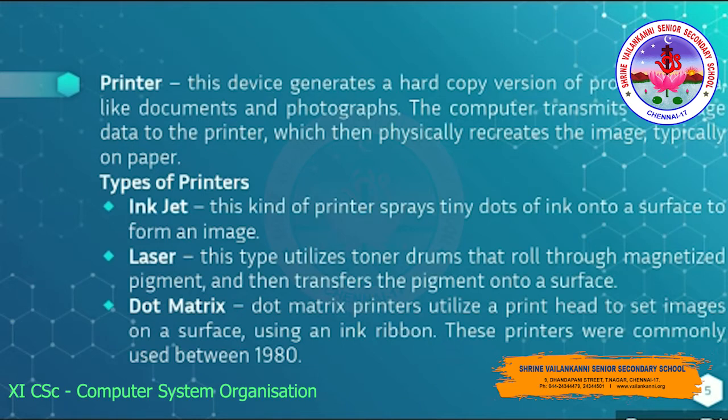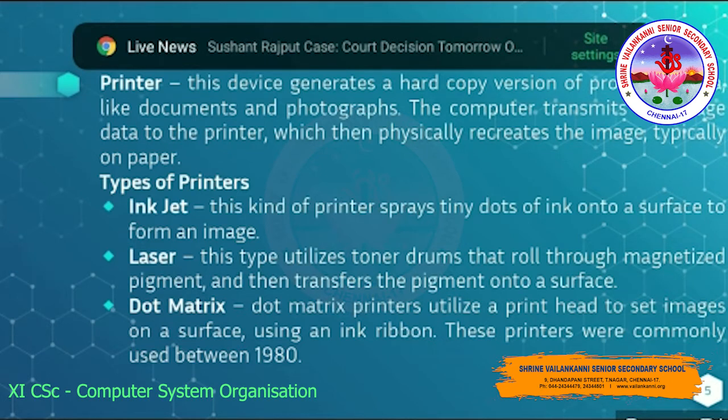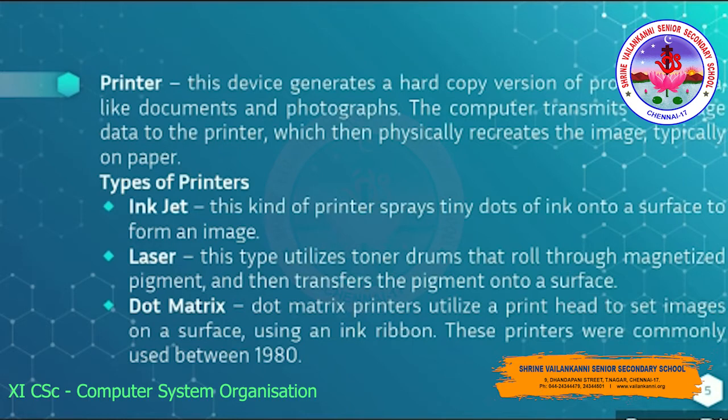Now about inkjet. This kind of printer sprays teeny dots of ink onto the surface to form an image. So how about laser? Laser utilizes drums that roll through magnetized pigment and then transfers the pigment onto a surface. Dot matrix, that is the oldest form. Dot matrix printers utilize a print head to set images on a surface using an ink ribbon. These printers were commonly used in the 1980s.